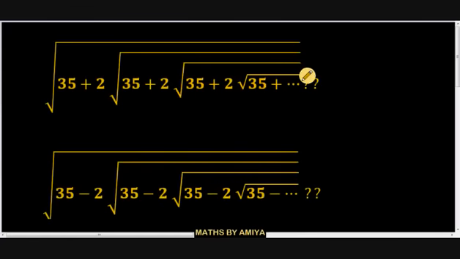Hello friends, in today's concept video, we try to learn the shortcuts for solving converging series when all signs are plus or all signs are minus. The conventional method of solving this type of question is to assume the complete series is x and replace the series by x when it starts from 35 again. So we replace root(35 + 2 root(35 + ...)) by x because it's an infinite series. After solving this, we'll get x is nothing but 7. Solving the quadratic equation.